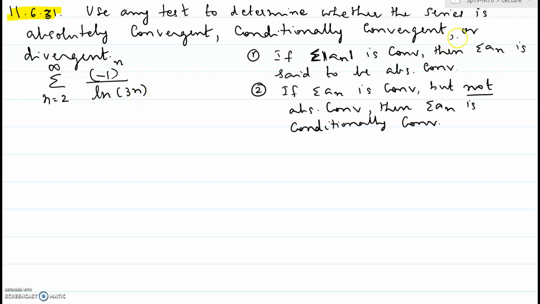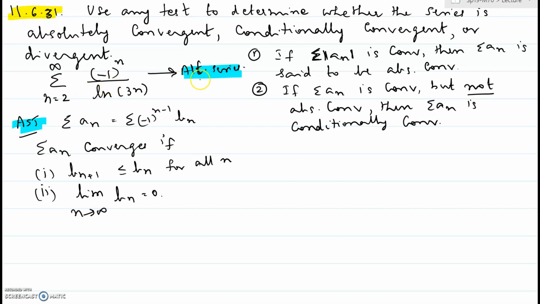So let's recap the ideas of what we mean by absolute convergence and conditional convergence. If sigma of absolute an is convergent, then sigma an is said to be absolutely convergent. If sigma an, the series is convergent but not absolutely convergent, then sigma an is said to be conditionally convergent. So we have to see what this series is, whether it is absolutely convergent or conditionally convergent. You know what we mean by divergent. If a series is not convergent, it's said to be divergent.